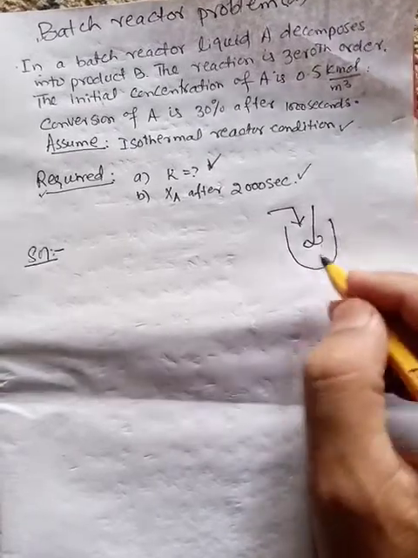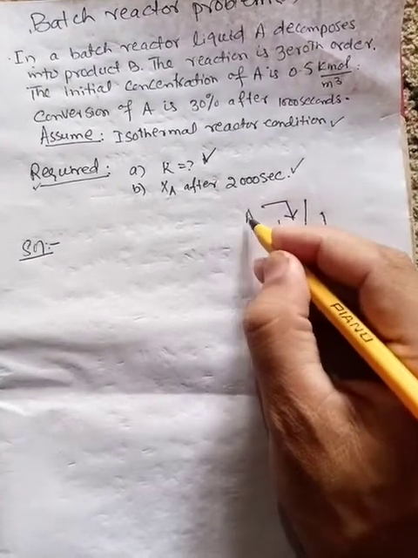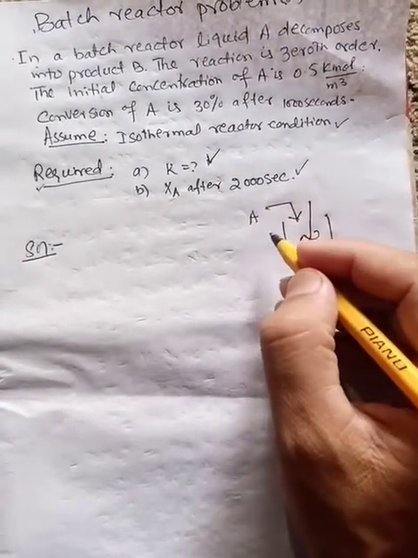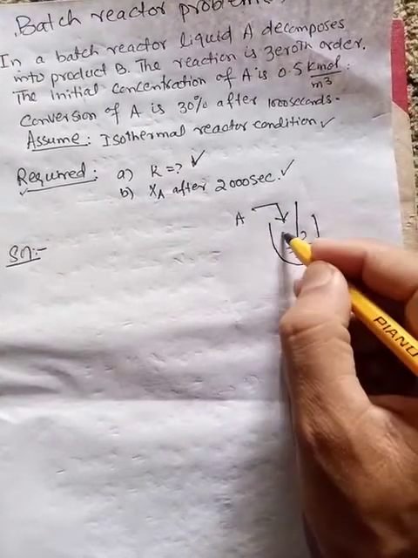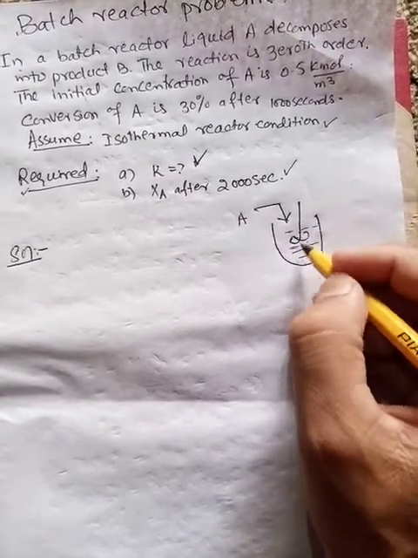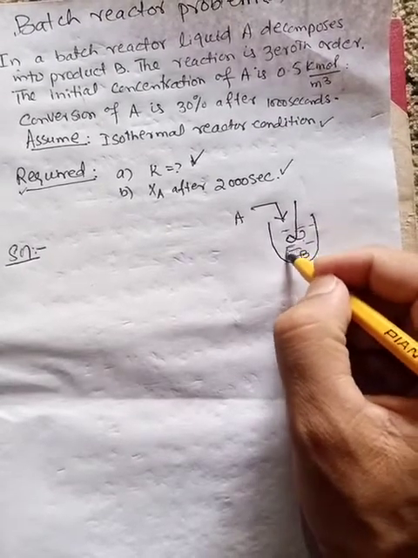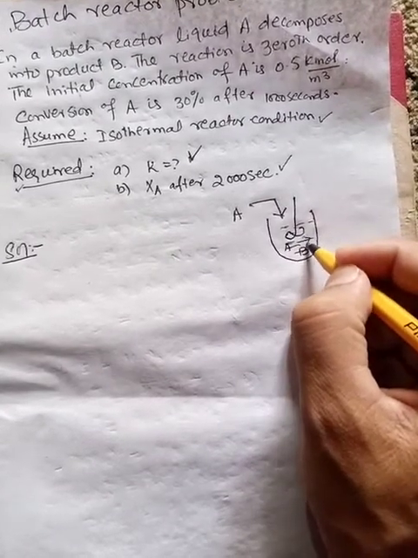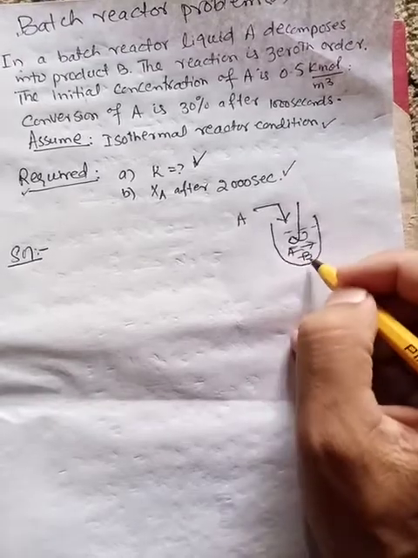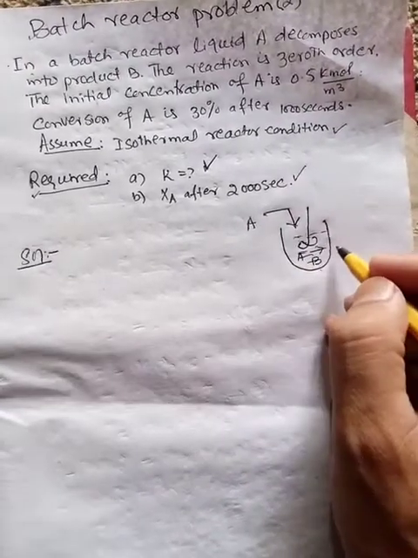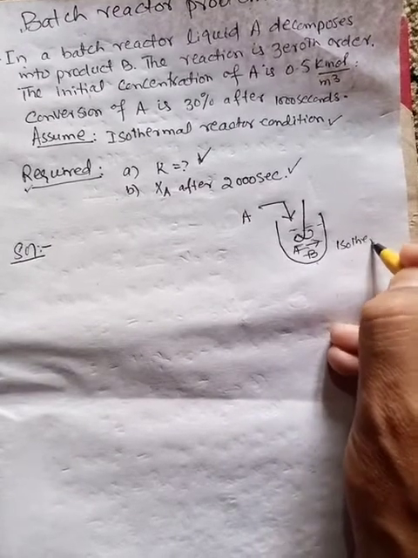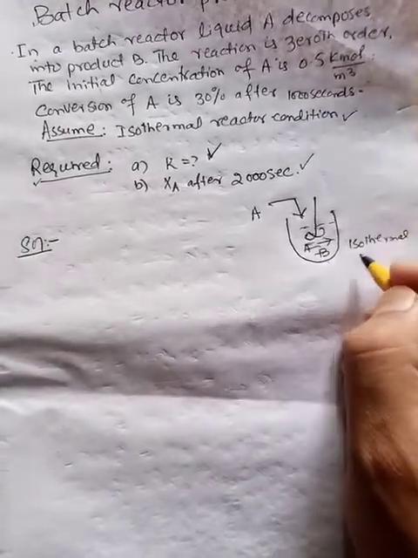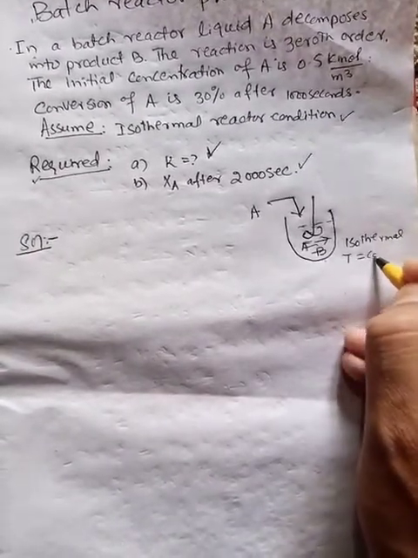This is the stirrer. The reactant A in liquid form is converted here in this batch reactor into product B, and this reactor is in isothermal condition. Isothermal condition means that the temperature in this reactor is constant.